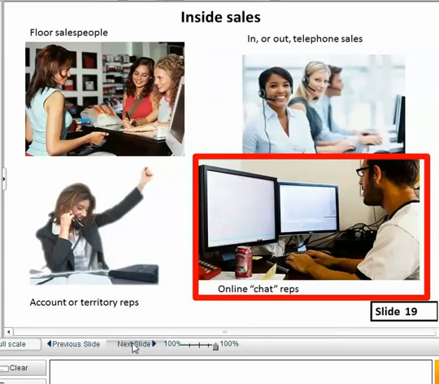Okay, and then obviously the online chat reps. You notice how many websites you go to now that after you're there about 30 seconds or maybe a minute, a window pops up and says, would you like to chat with one of our representatives? So they have somebody there who can actually answer questions immediately.